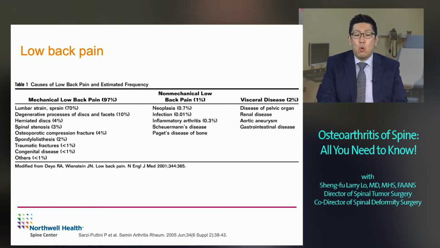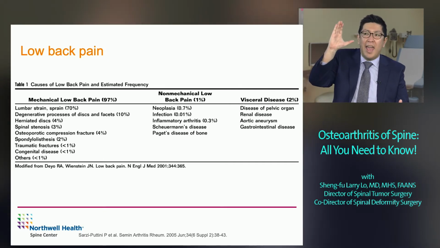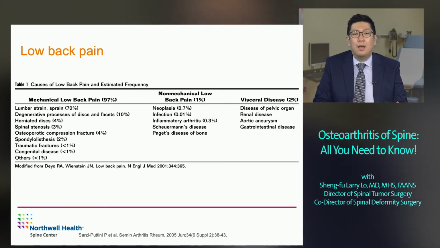So a majority of back pain, as you can see, is from something simple, such as a lumbar strain. In terms of more rare causes, you can have neoplasia or tumors, some type of infection, or some type of inflammatory arthritis, such as rheumatoid arthritis, cause back pain. Paget's disease of bone is a metabolic disorder of the bones that can cause back pain. And finally, you can also have Scheuermann's disease, where patients progressively develop an angled spine, starting to fall forward over time.